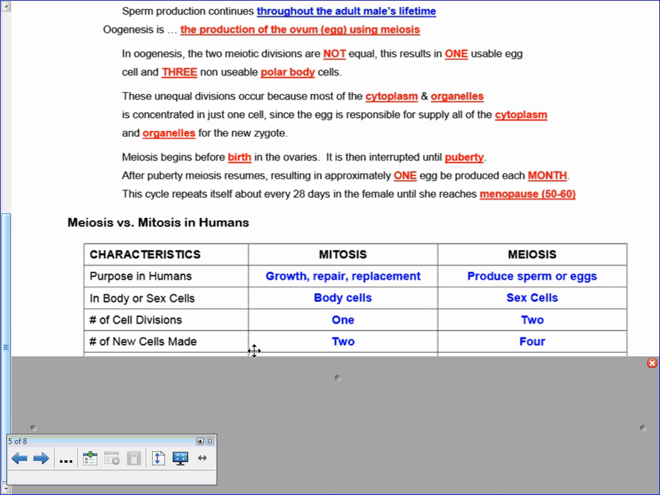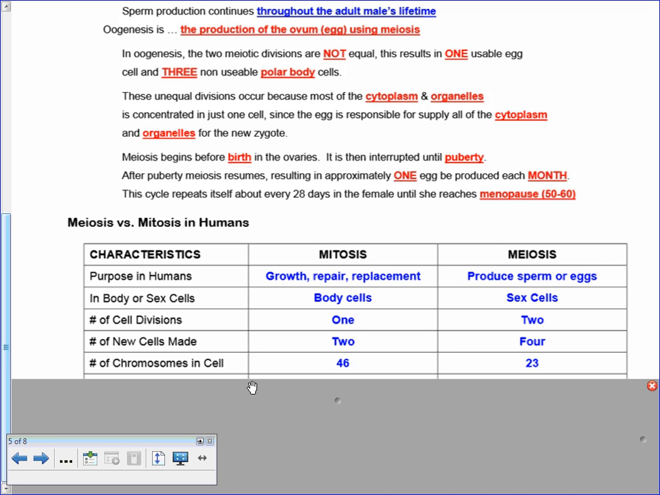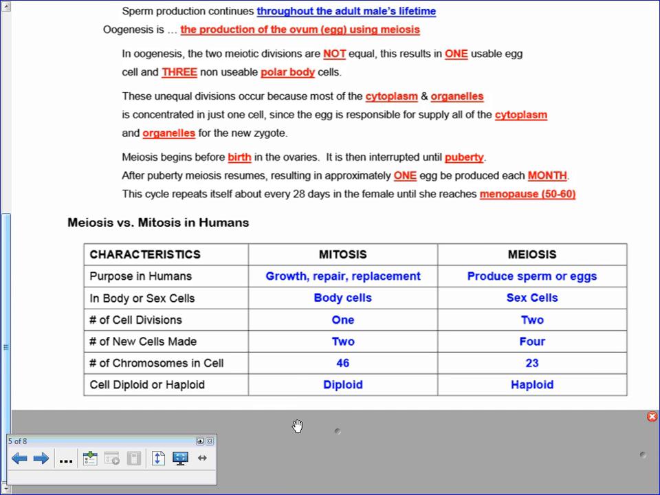Again, in males, all 4 cells are typically usable and make viable sperm. In females, only one of those 4 cells will actually end up being used because she has to contribute all the cytoplasm and organelles. Number of chromosomes: mitosis is all about making exact duplicates of the body cells, so we produce cells that have 46. And the whole point of meiosis is to cut that number in half, what we call the haploid number, so that when sperm and egg meet, we get back to the normal 46, which is important to the species.